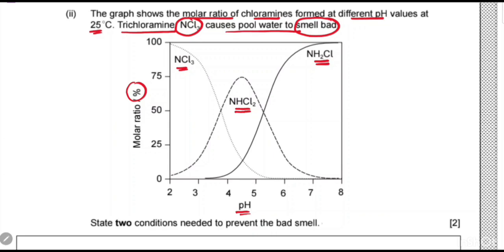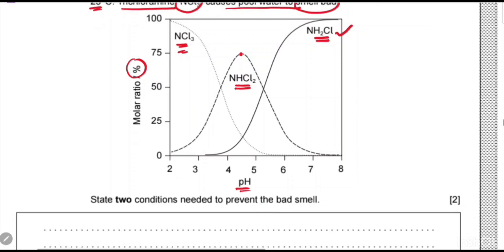Chloramine is basically found under pH of about 8. That is, it starts formation from about pH 3-4 and goes till 8, maximum at 8. Whereas dichloramine is maximum at about pH 4.5 and trichloramine is maximum around pH 2. So this is the first interpretation of the graph which I can see from the graph.